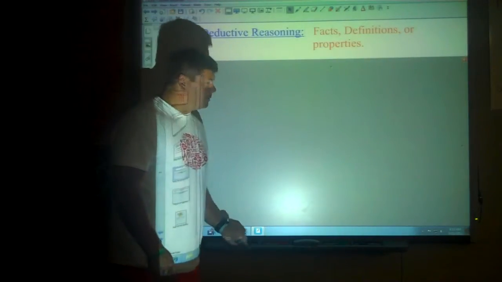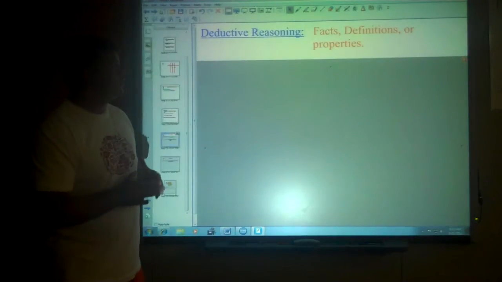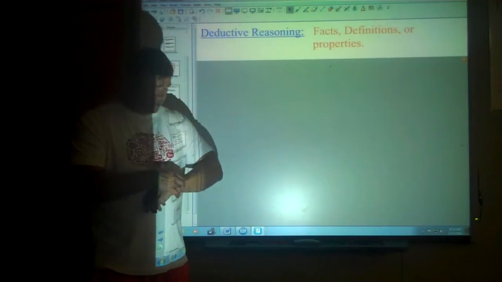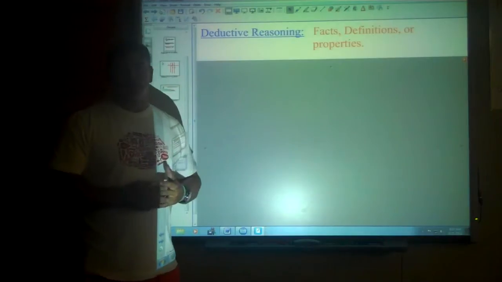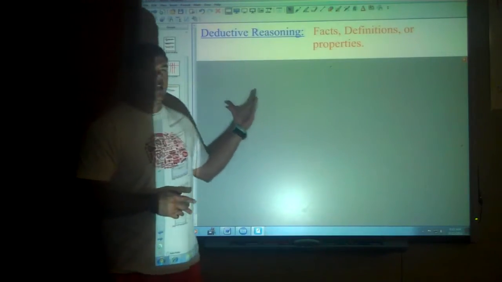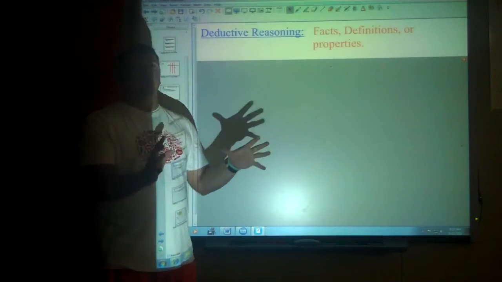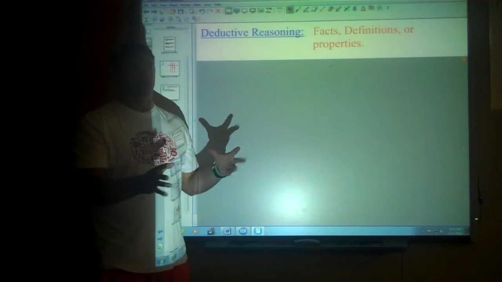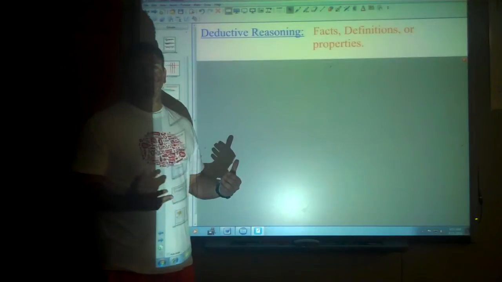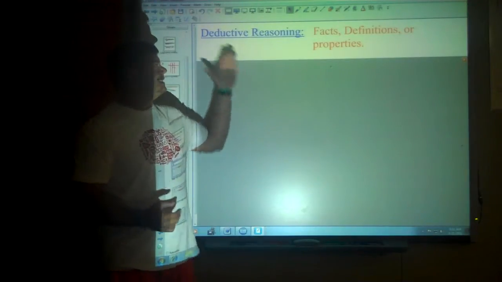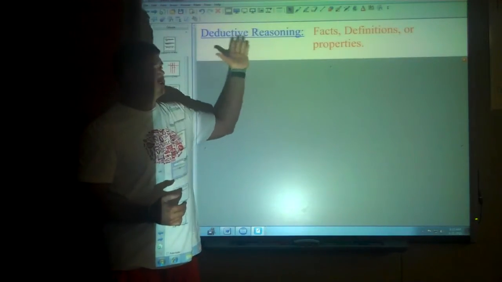Deductive reasoning is based on facts, definitions, or properties. Whenever I think of deductive reasoning, I usually think of Sherlock Holmes, and he's asking his friend Dr. Watson to look at the evidence, and he'll look through all the facts of the problem or the case that they're working on, and he'll come up with a conclusion. And then that's usually when Sherlock Holmes would say, brilliant deduction, deductive reasoning.